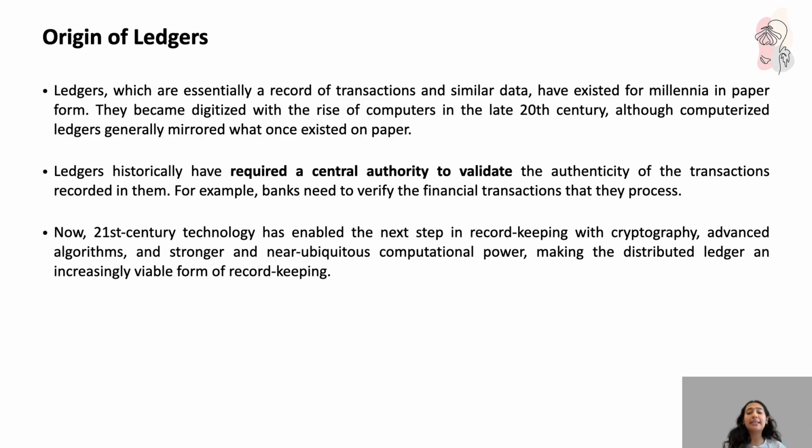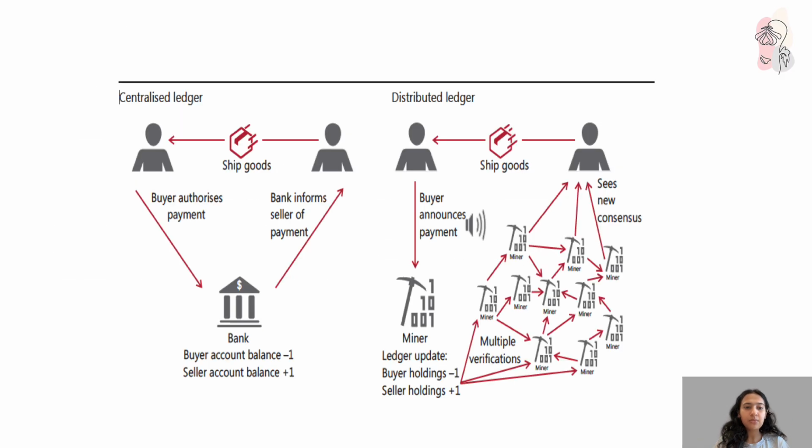So this is all setting up the foundation for how distributed ledgers come into play, right? This slide shows what used to happen with a centralized ledger. If a buyer is buying something from the seller, the buyer makes a payment, then the bank authorizes the payment, telling that the buyer's account is -1 and the seller's account is +1, and when it's +1 we tell the seller that the payment has been made. But now it's all about mining. It's about 51% of the people agreeing that your transaction is valid, and then it is considered valid, right?